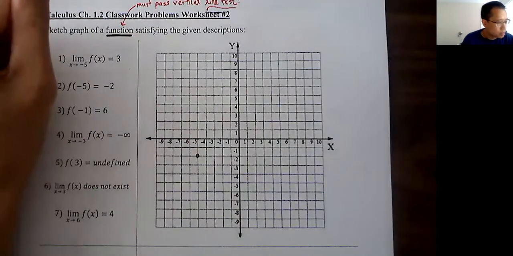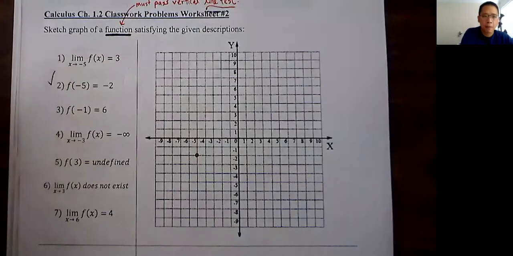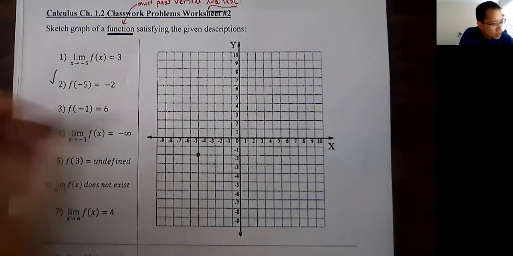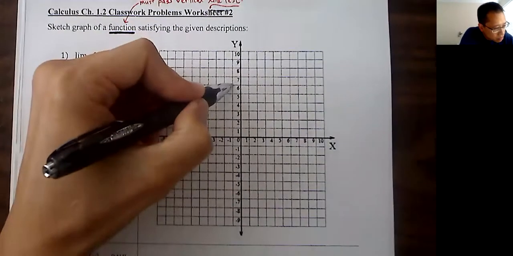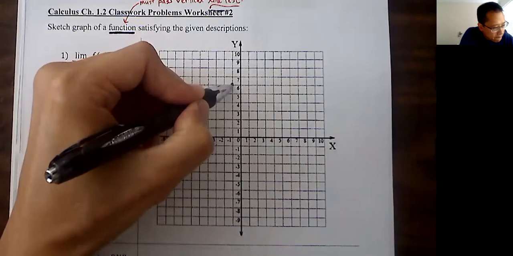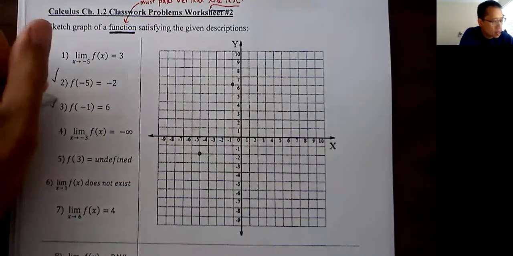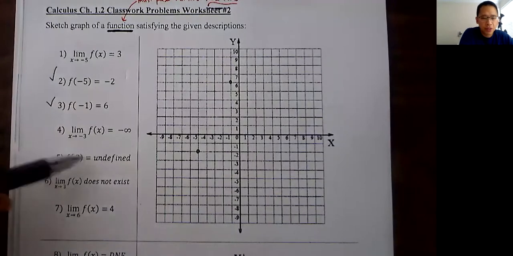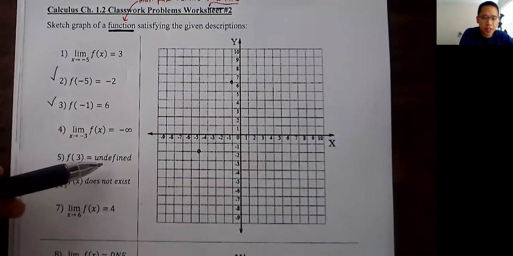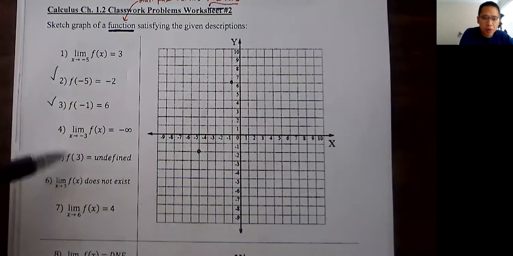All right, that's easy. f of -1 is 6. I'll take care of that as well. Ordered pair, -1, 6. All right, so I'll check that off as well. f of 3 is undefined. That just means that there's a hole or a vertical asymptote. So this we can probably save till later, because we can't pinpoint something that is not going to exist.